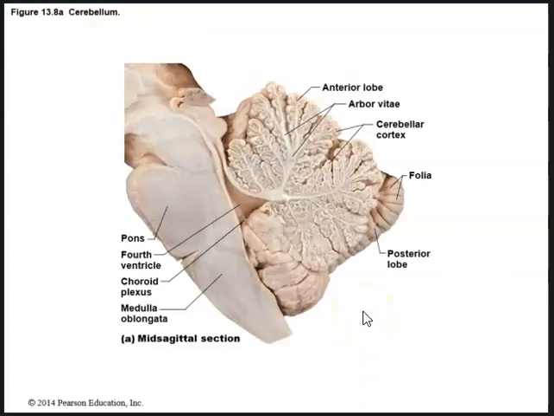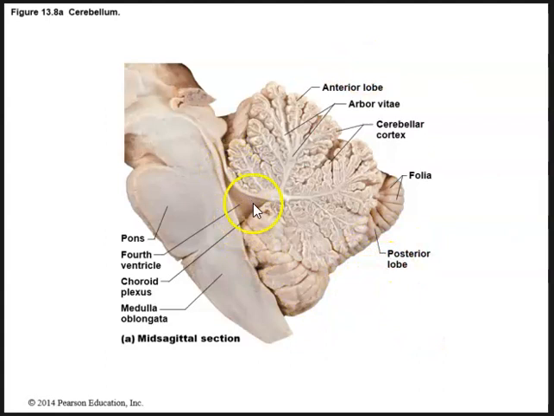Here we see the cerebellum located posteriorly, and we can see a sagittal section. So this white matter here, this is what is known as the arbor vitae, so the tree of life. Basically, we can see it looks like branches of a tree. So this white matter right here being the arbor vitae. And then we can see these little folds that look like the ends or the tips of the leaves coming off of the tree. These are the folia, and you can see how they kind of make little folds on the outside portion of the cerebellum. And then you have the different lobes. You have the anterior lobe as well as the posterior lobe.